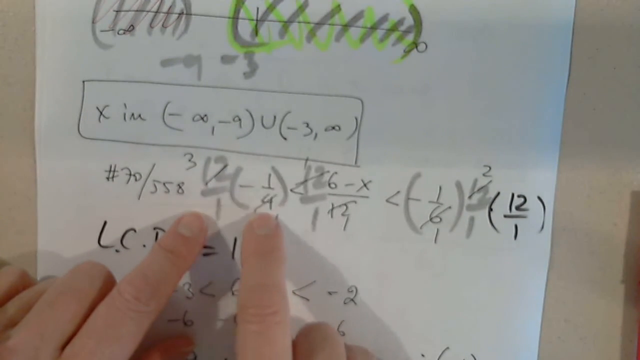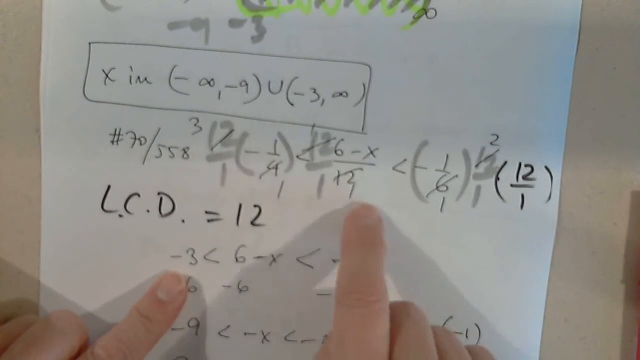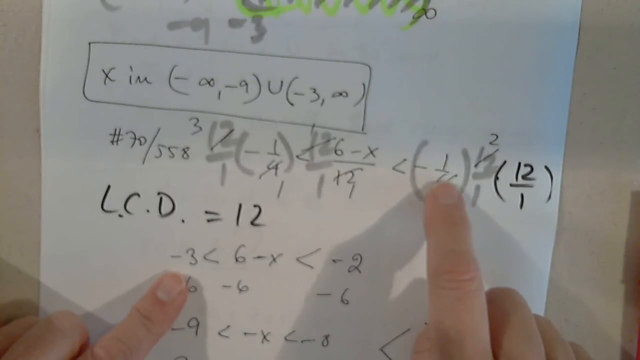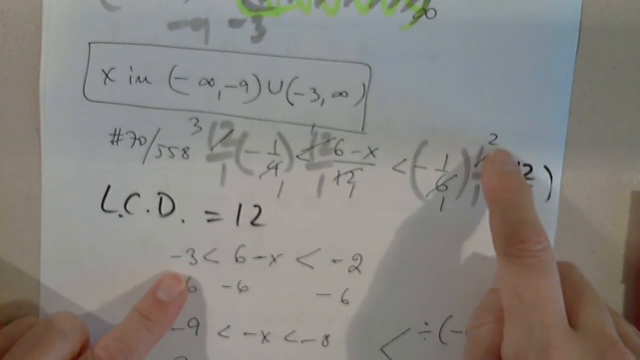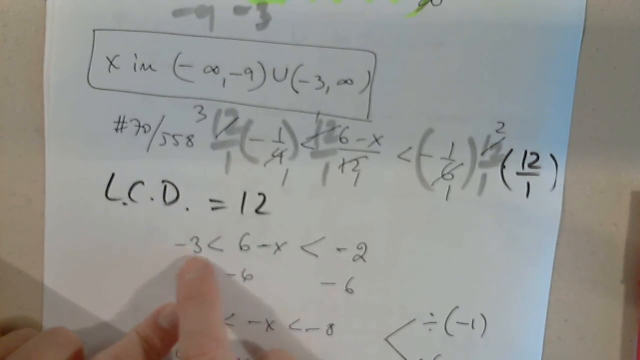So 12 multiplied by negative 1/4 will be negative 3. 12 multiplied by 1 over 12 will be 1. And negative 1/6 multiplied by 12 over 1, this will give us negative 2. So take it from here.